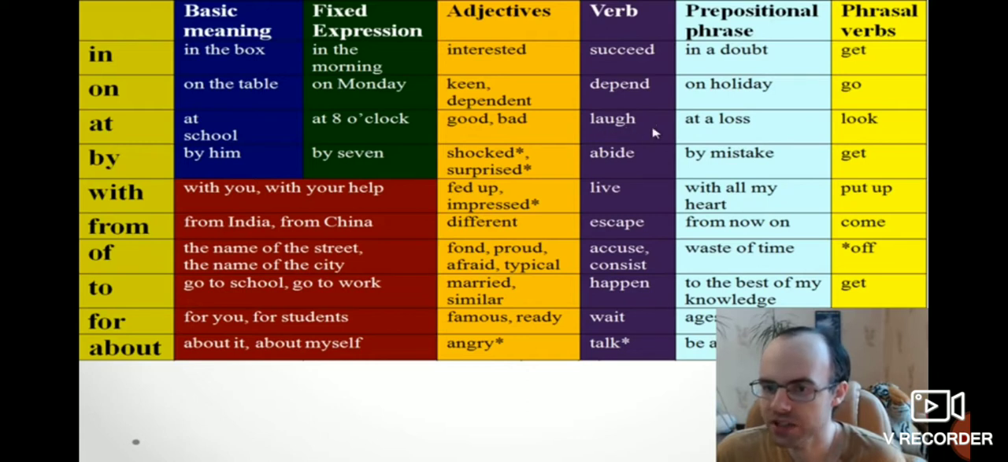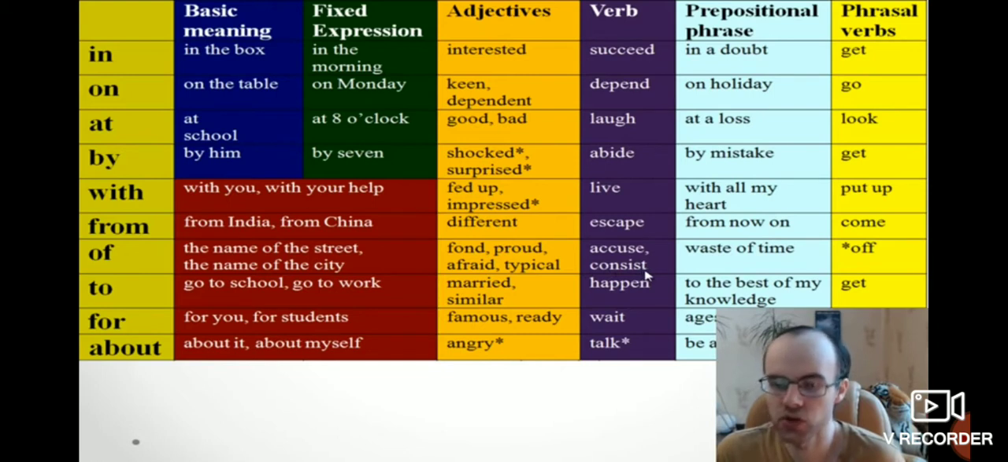Laugh at. Don't laugh at me. Abide by means follow. So you need to abide by the rules, or you need to follow the rules. Live with, just an ordinary preposition in an ordinary context. So he lives with her, or together. Escape from. So they escaped from the police. It means they ran away. Next, accuse of. He was accused of murder. So other people thought that he had murdered someone.